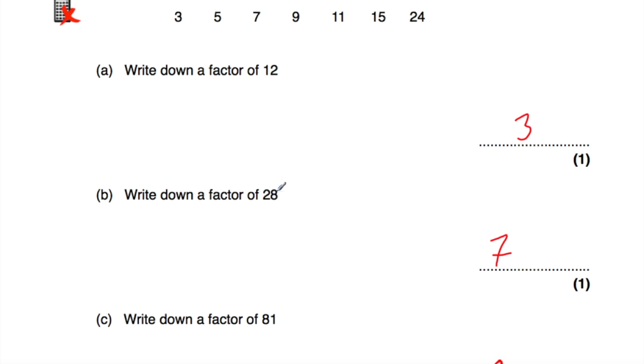2 plus 8 is equal to 10. 10 is not divisible by 9, so 9 is not a factor of 28. 8 plus 1 is equal to 9. So that means that 81 is divisible by 9 because the digits add together to be a multiple of 9. So 81 will be divisible by 9.